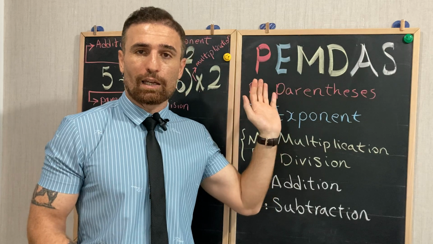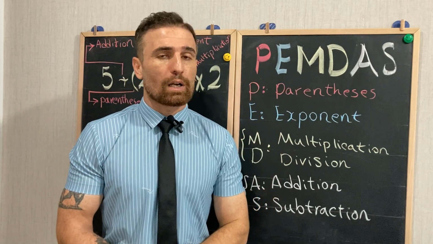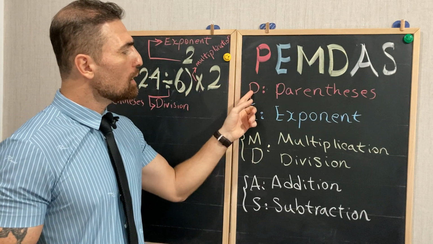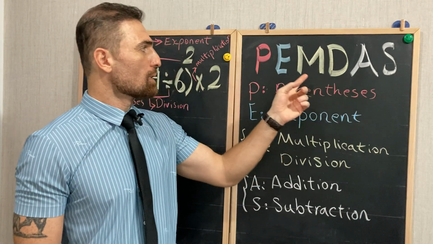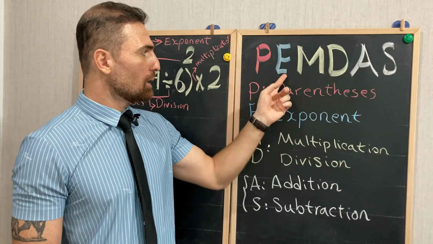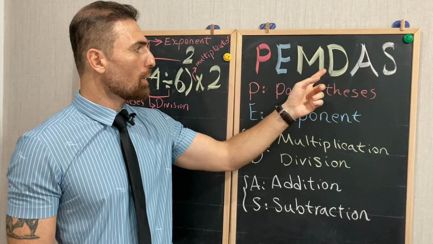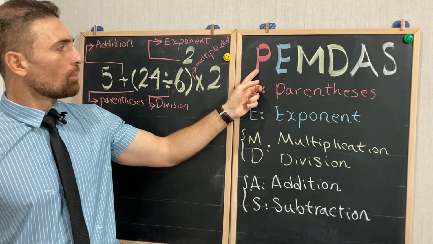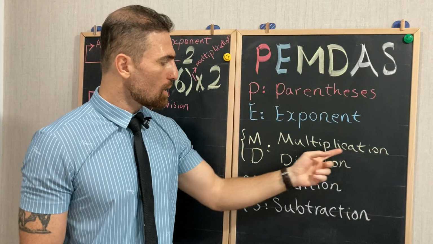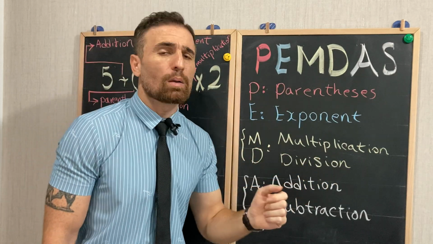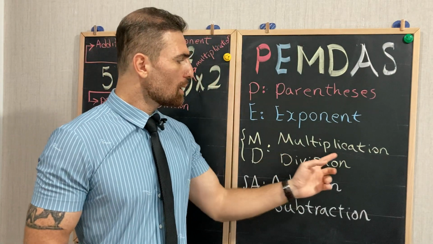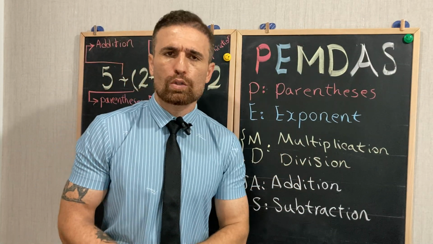Each letter stands for a different operation. The first priority belongs to P. P stands for parentheses. The second one stands for exponent, E. Then M and D. After parentheses and exponent, we need to work with multiplication, M, and division, D. But if we have both multiplication and division in a question, what should we do?